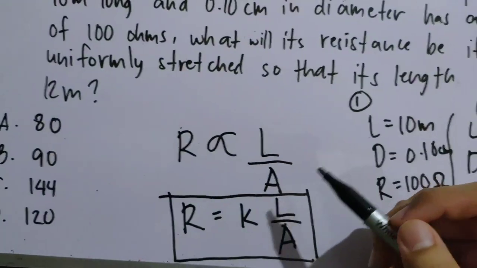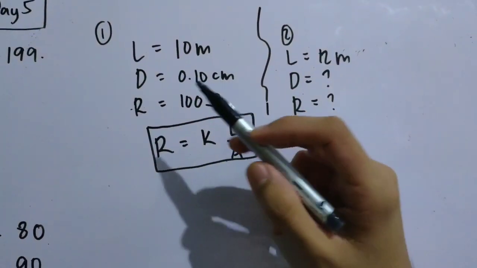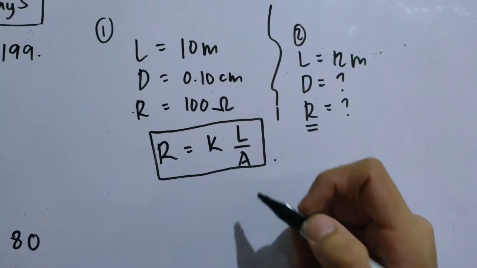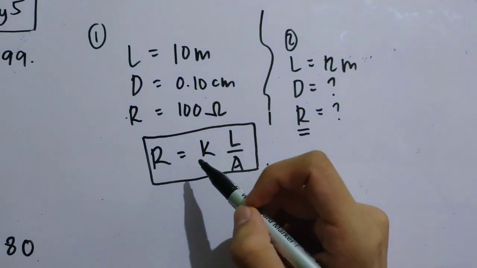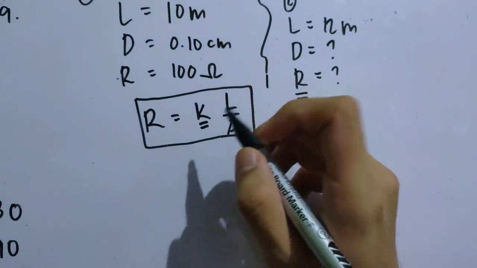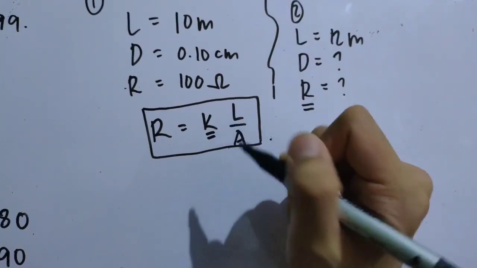So, una, mag-erase muna tayo para magkaroon tayo ng space para makapag-solve. Ito yung mga values natin, at ito yung equation na gagamitin natin para i-solve yung problem. Una, dapat ma-solve natin yung k kasi hindi pa natin alam yung value ng k. So, i-solve natin yan using yung first condition. I-isolate natin yung k.